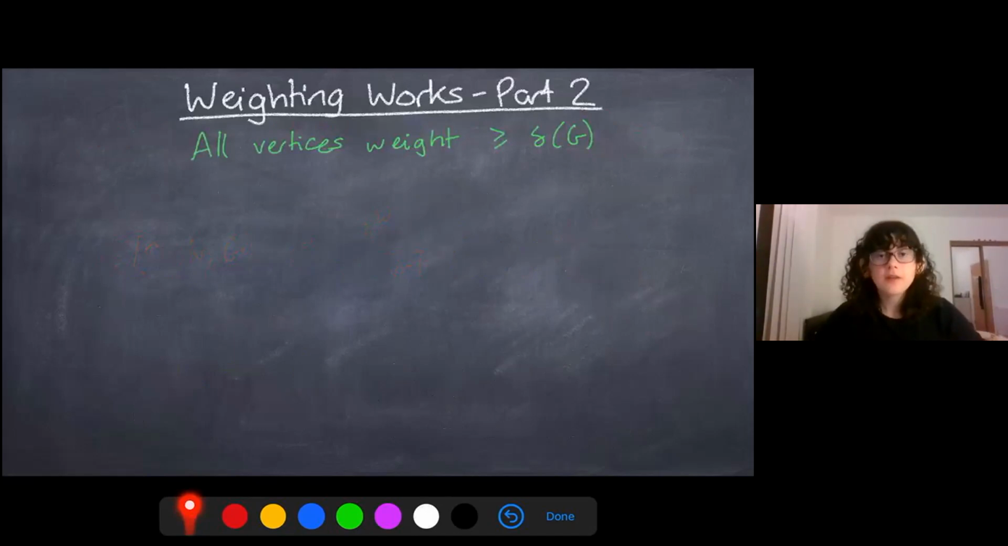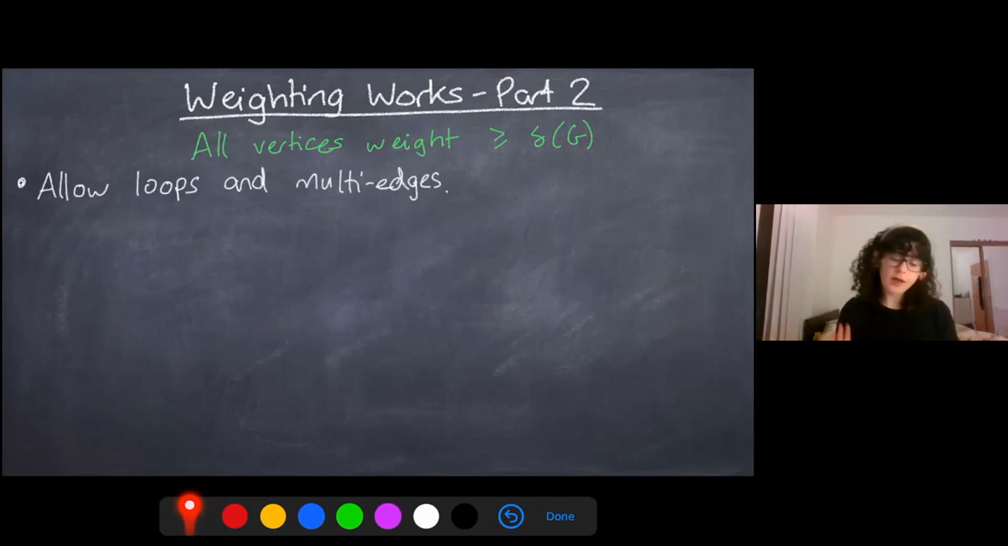The second part of proving that the weighting works is we had to show that all the vertices have weight at least the minimum degree. This is a much nicer proof, I think, less technical. So how does this proof work? Well, first of all, we're going to allow loops and multi-edges, just because it makes the argument go through more easily. So now we're allowing our graph G to have loops and multi-edges. We define all the weights and everything exactly the same way, so there's no problem there.